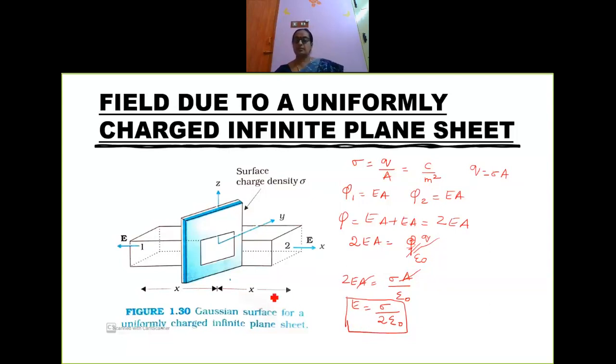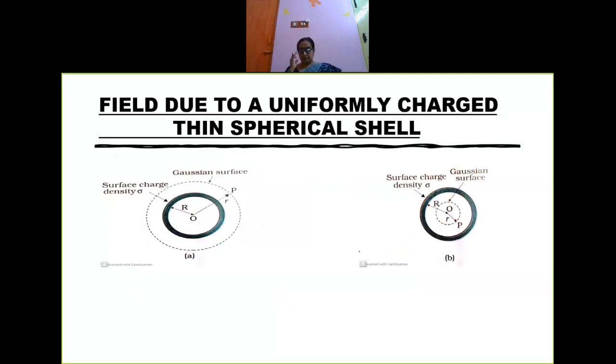Now again here also I need to add a unit vector. So sigma by 2 epsilon naught into the unit vector which is normal to the plane. Okay, again here also the E will be directed away from the plate if the surface charge density is positive, and it will be towards the plate if the surface charge density is negative. Is it clear, children?